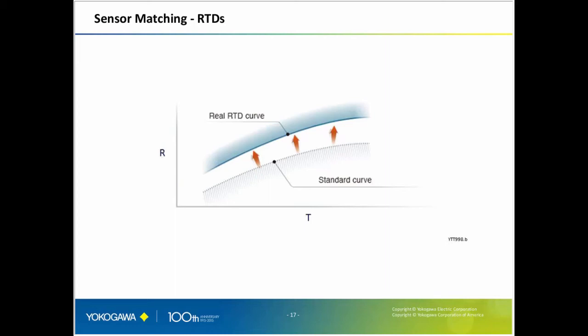Many smart temperature transmitter vendors offer an option that can accept these coefficients to adjust the standard curve to match the real RTD curve of the sensor. Eliminating this error improves the accuracy of the transmitter sensor system. So if you have an application and you're looking for more accuracy, look at sensor matching with an RTD with your temperature transmitter.